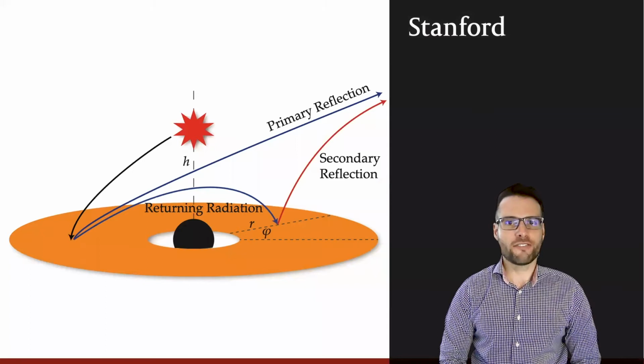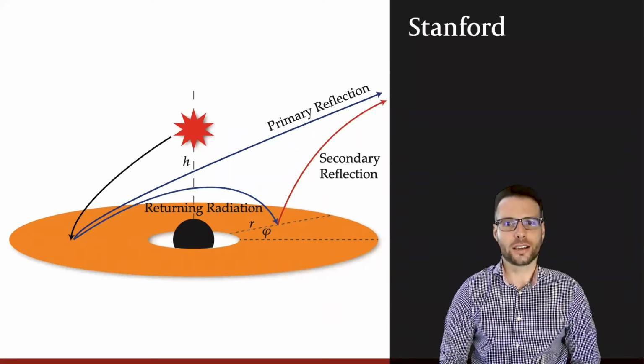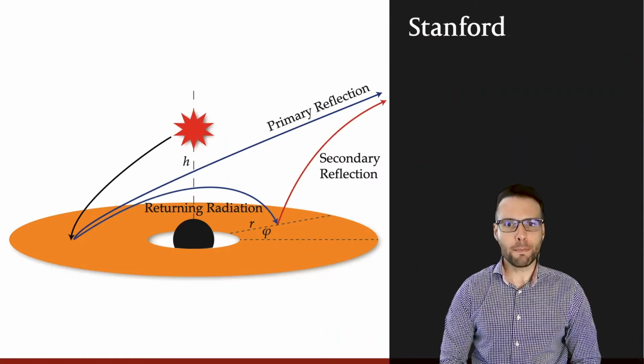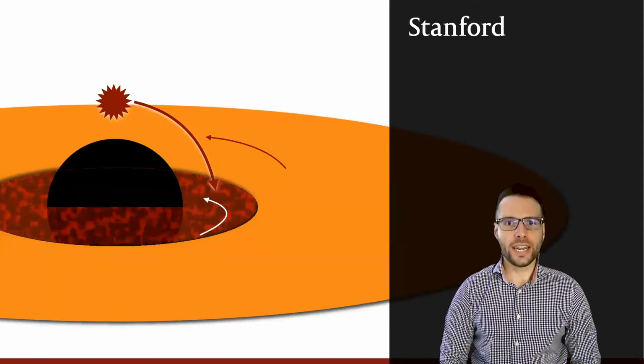We can observe the effects of strong light bending around the black hole. X-rays that are reflected from the inner parts of the disk can be bent around the black hole and returned to the disk to be reflected multiple times. This produces observable signatures that are required to explain the sample of X-ray reverberation measurements that have been made in Seyfert galaxies.